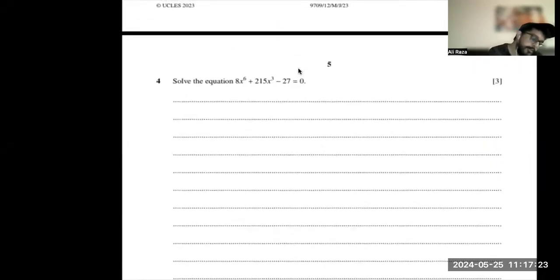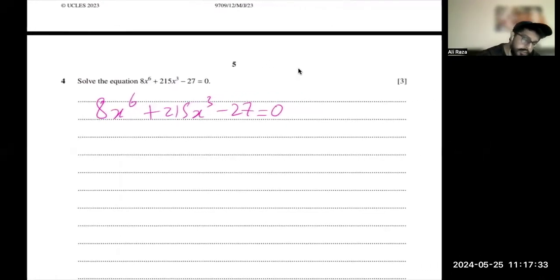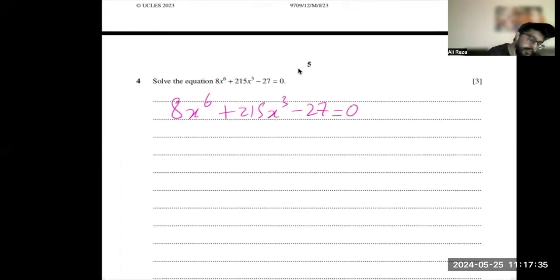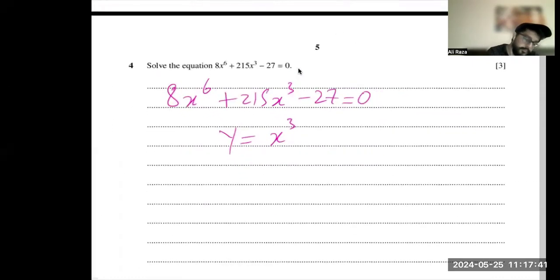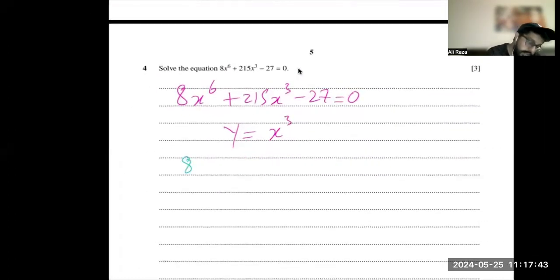In question 4, we have 8x power 6 plus 215x cubed minus 27 is equal to 0. To make this easier for us, we can use a substitution. Y is equal to x cubed. This gives us 8y squared plus 215y minus 27 is equal to 0.